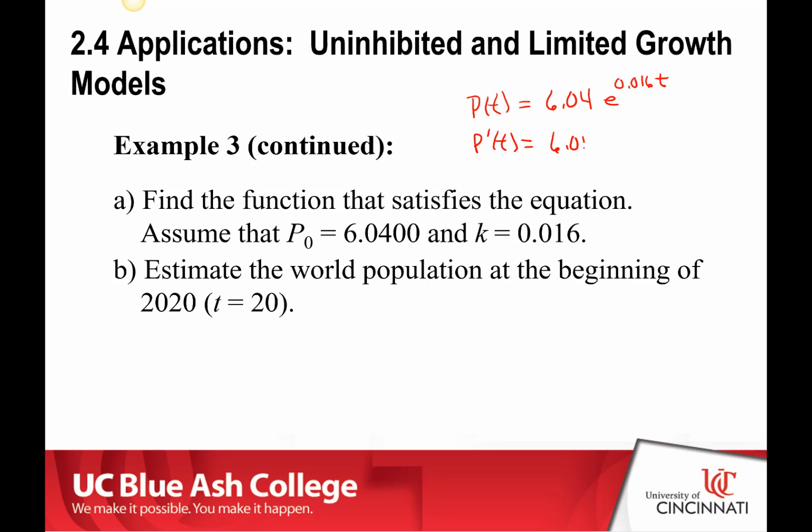You know you're going to get the 6.04. You know you're going to get back your e to the 0.016 t. And what are you going to multiply by out front here? Yeah, 0.016. And if you take the 6.04 times 0.016, what you wind up with here is 0.0966 e to the 0.016t, and this is not the function, but this is the derivative. Okay, so you got the derivative.